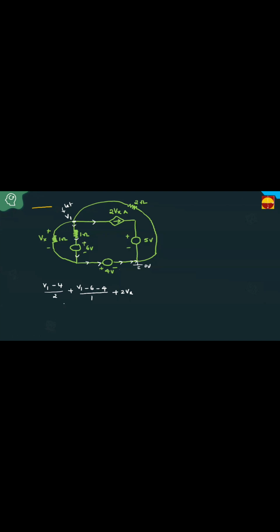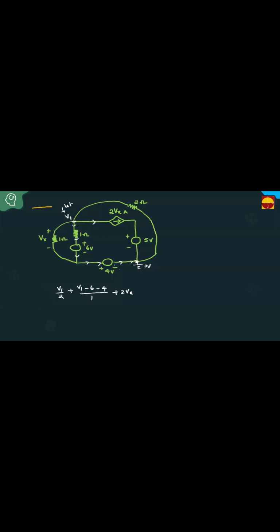V1 minus 6 minus 4 by 1. Just a minute, I have to give one observation here. It's not V1 minus 4. This is V1 by 2 only, because it is a zero potential. Why am I writing like this? This is V1 by 2, since this one is up to zero potential now.